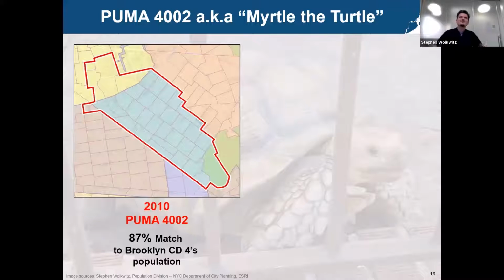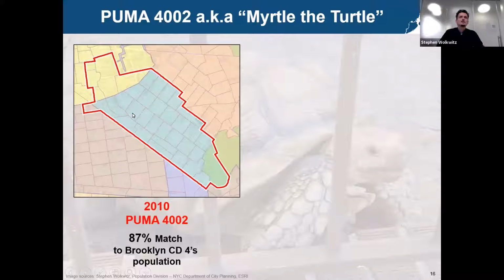Now you may or may not be aware that here at City Planning, we have some nicknames for some of the Pumas. My favorite was Puma 4802, which represents Brooklyn CD4 or the Bushwick area, which we know as Myrtle the Turtle. Myrtle Avenue runs right through the center of it. We see the Brooklyn boundary as the shell, and then it's got a head sticking up into East Williamsburg and a foot that sticks over into Bed-Stuy.